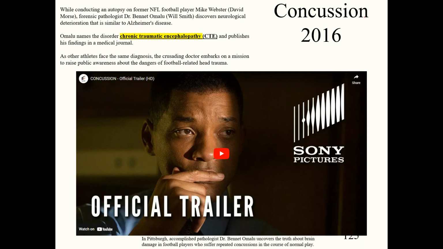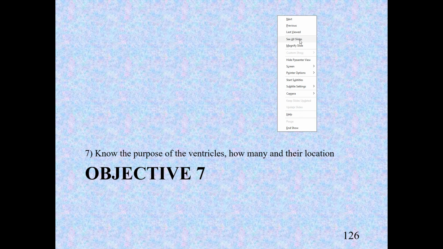So this doctor came about and discovered from cadaver brains of these football players, after they'd already died, he found these micro contusions, these micro hemorrhages, which were not visible on CT scans and MRIs while they were alive, which actually led to their death. So pretty amazing little story there. Good, based on a true story, pretty good movie if you get a chance to watch it. Okay, and that concludes Objective 6.